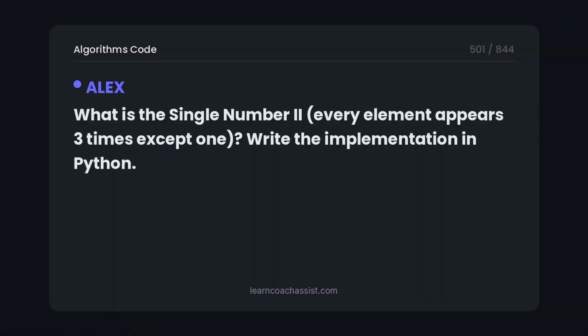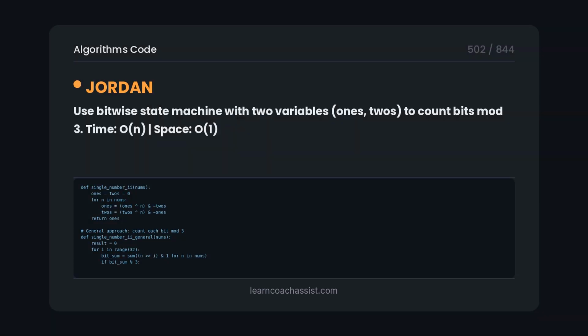What is the single number 2? Every element appears 3 times except 1. Write the implementation in Python. Use bitwise state machine with 2 variables, ones, twos, to count bits mod 3. Time O(n), space O(1).